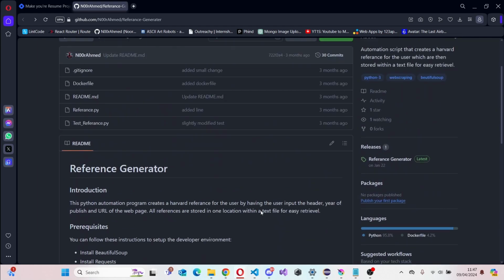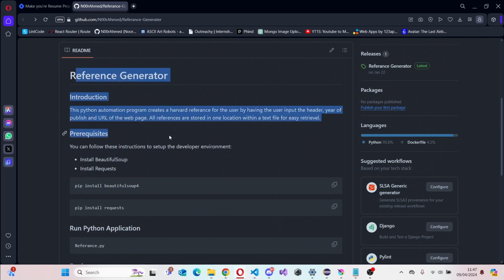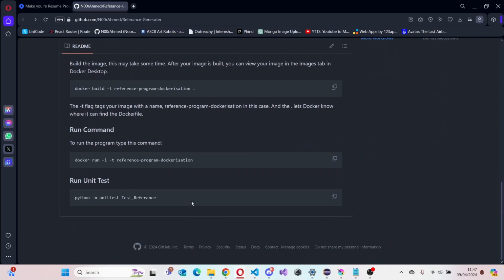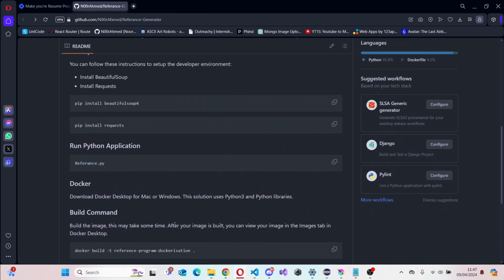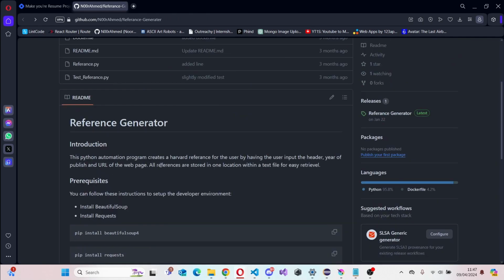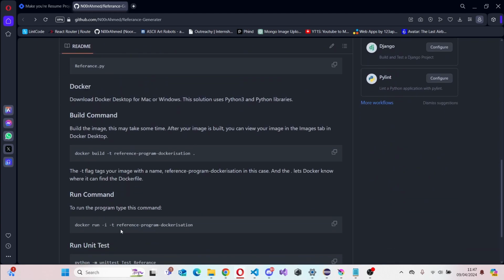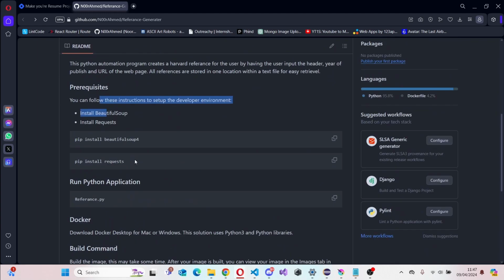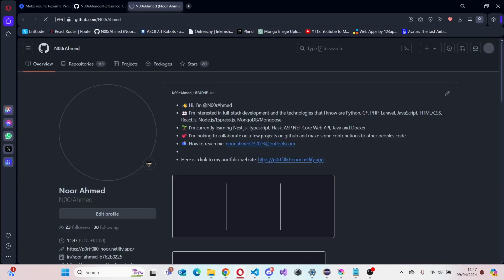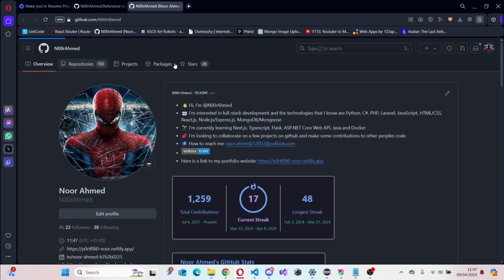And also in the README, you can see that the documentation is really good. It's really clear how to set up the environment, and it tells you everything you need to know about this project with the introduction, prerequisites, and everything. Now, most people don't bother with this, and I'll give you an example of what my previous projects looked like. One sec.